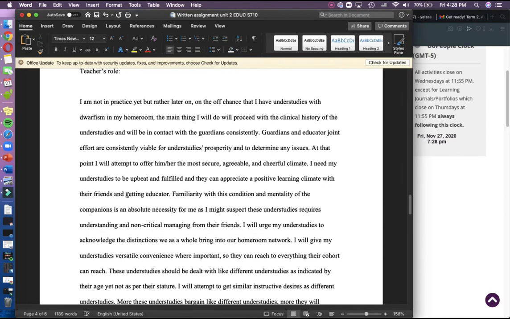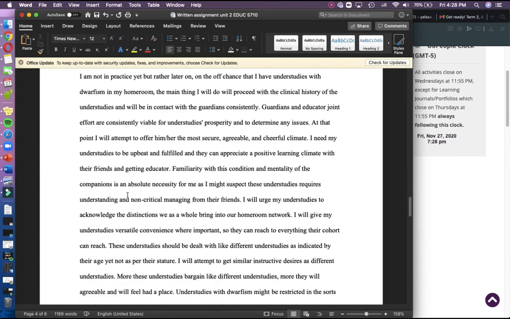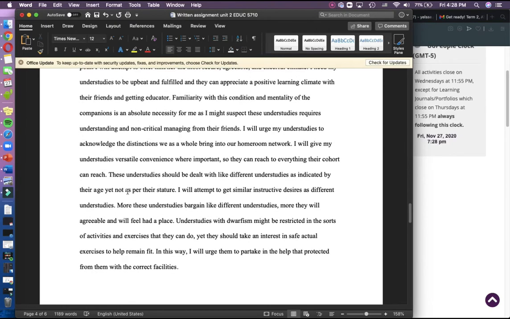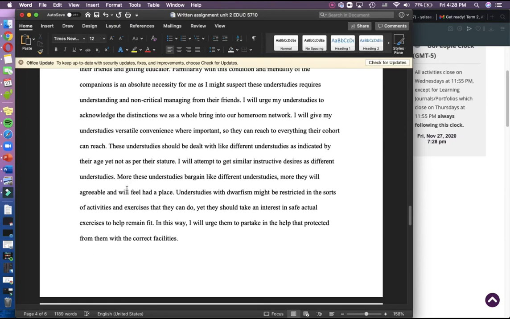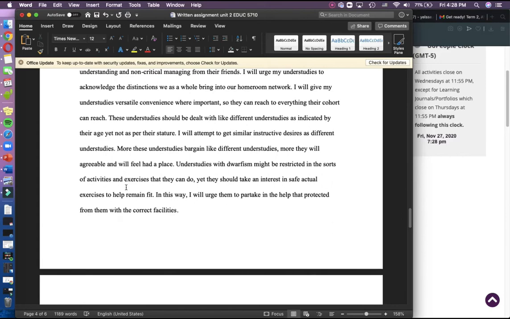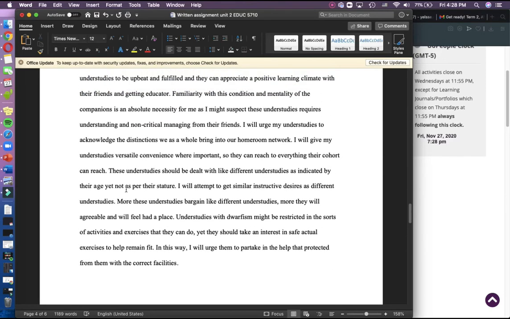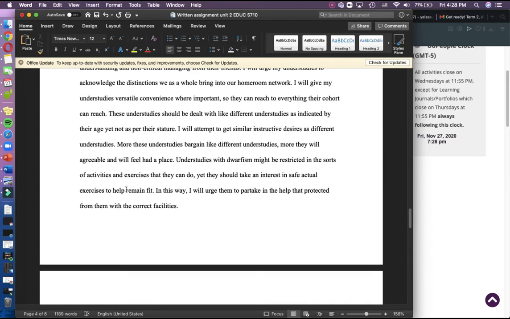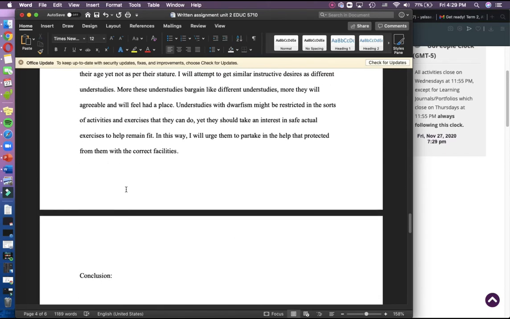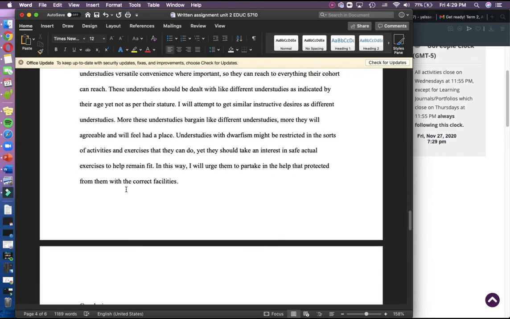And I also noticed that his English, or their English, is a little different because he says understudies multiple times, and I'm not sure what he means by that. For example, I might suspect, non-critical managing from their friends, acknowledge the distinctions as a whole, bring into our homeroom network. So you can tell that this student is learning English because there are certain words that they are using that should be in a different context.